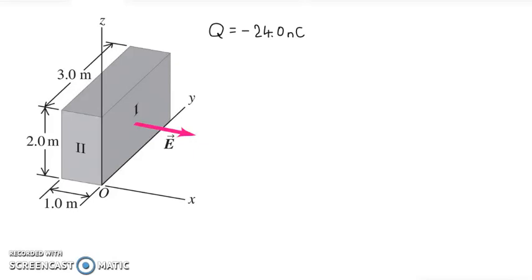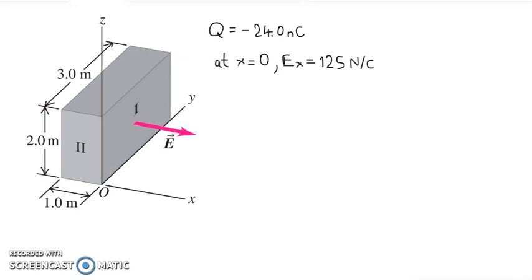In this problem, we have a box, like you see in the picture, sitting on an XYZ coordinate frame, and there's an electric field in the X direction. This electric field is not constant, but it changes with X. So it only depends on X. It doesn't depend on Y or Z. Now there is some charge enclosed within this box, and it's equal to negative 24 nanocoulombs.